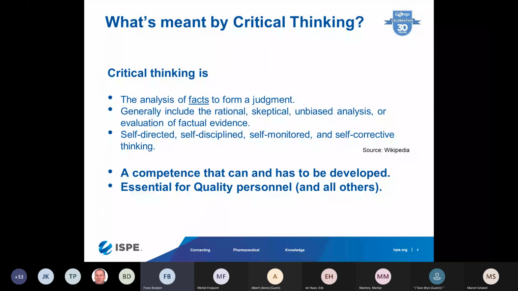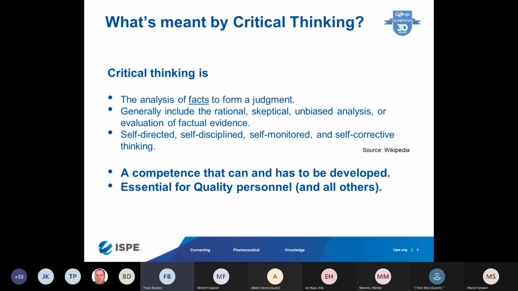Some people were asking, what is critical thinking? You can read here again what I said, and it also has to do with self-monitoring, self-disciplined, self-corrective thinking. But I truly believe it is a competence that can and has to be developed by everybody working within the company. It's an essential competence for quality personnel.